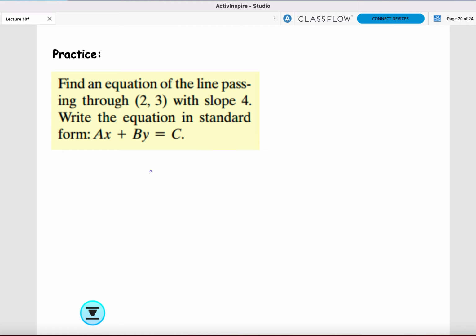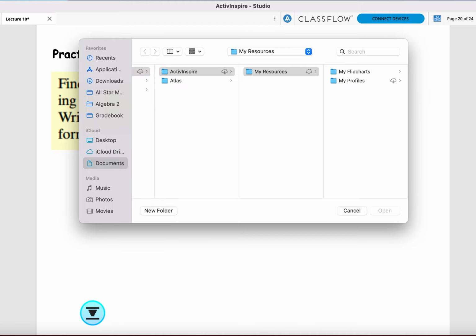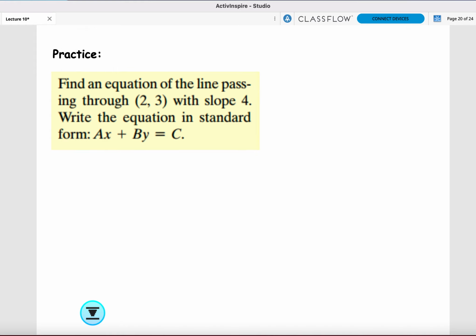Practice. Find an equation of the line passing through (2, 3) with slope 4. Write the equation in standard form. So we now know the steps, right? The first thing is to use the point-slope formula: y minus y1 equals m times (x minus x1). So this is x1, y1, and we know m equals 4. So it'll be y minus 3 equals 4 times (x minus 2).